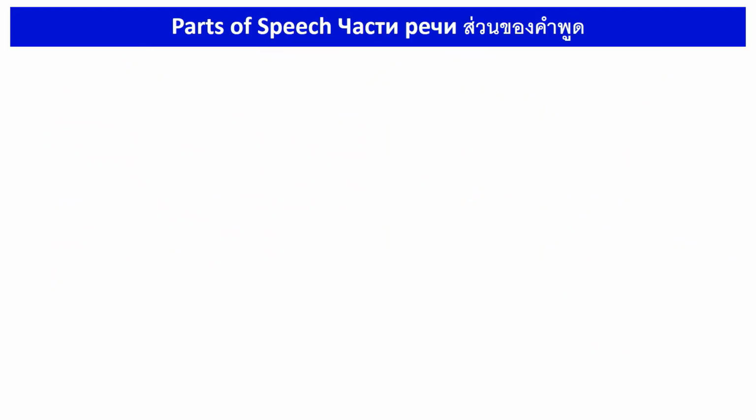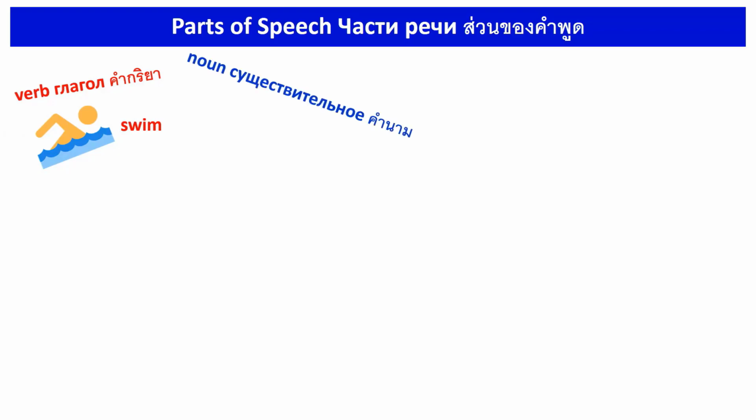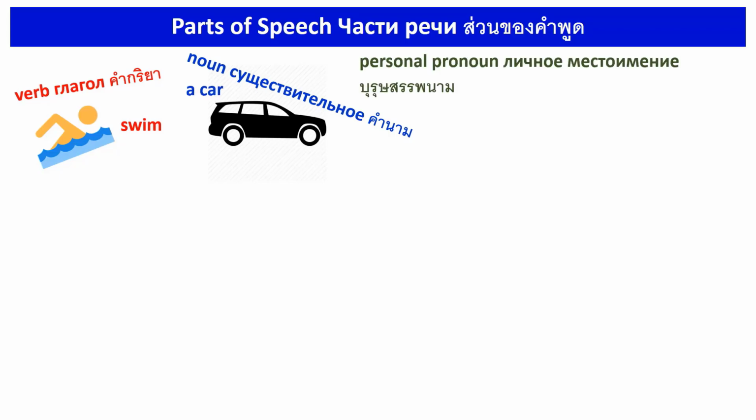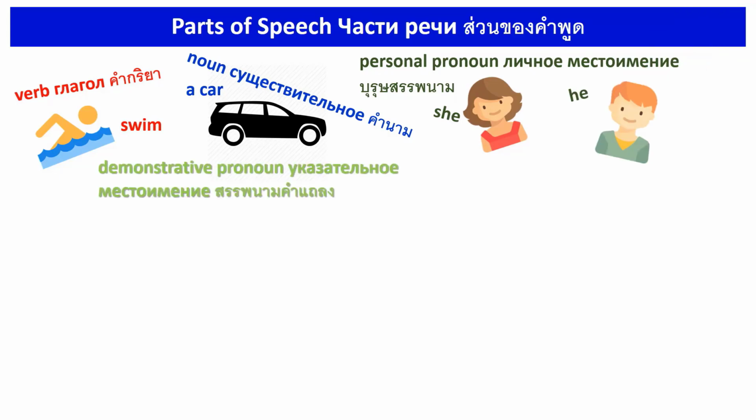Parts of speech. Verb. Swim. Noun. A car. Personal pronouns. He. She. Demonstrative pronouns. This. That.